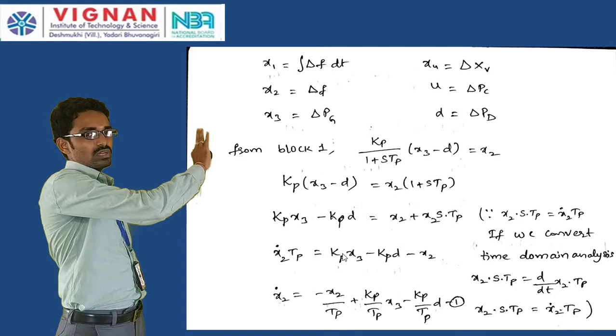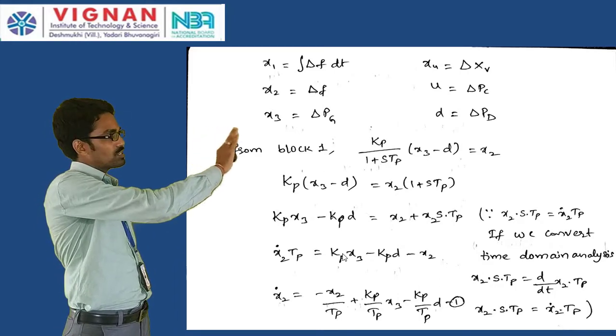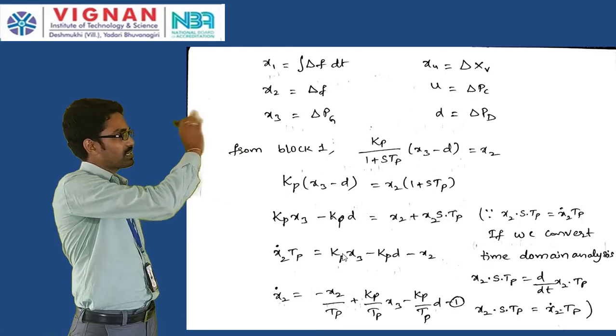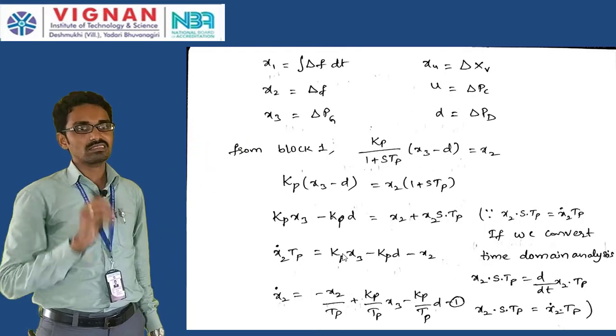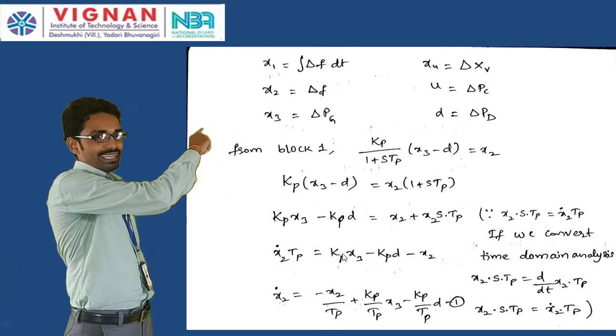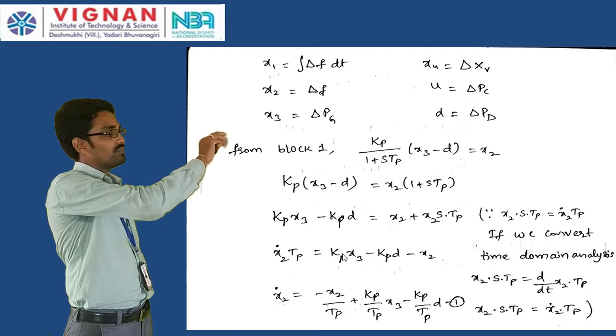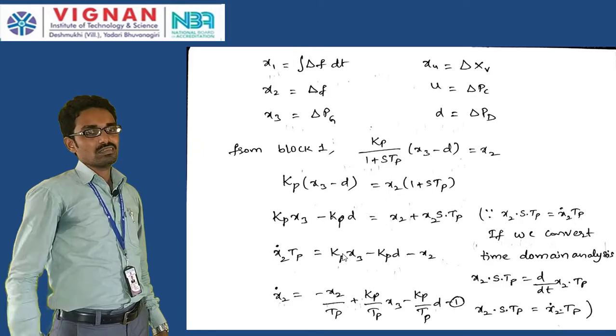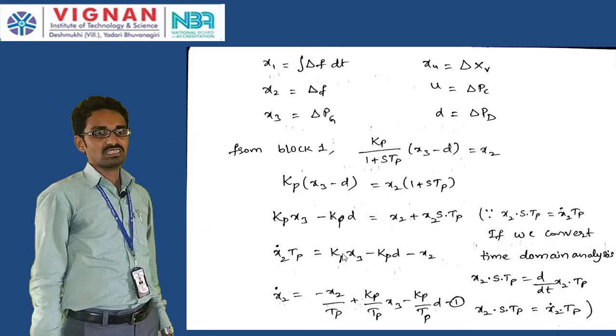So Kp by 1 plus STp is nothing but x2 by x3 minus d. I have taken that x3 minus d input to the left side, and you are going to get that equation. So Kp into x3 minus d is equal to, just multiply 1 plus STp to the right-hand side, that is x2 into 1 plus STp, you are going to get.